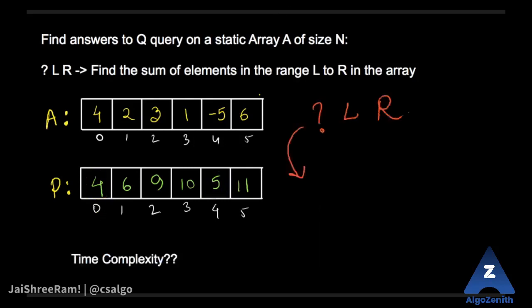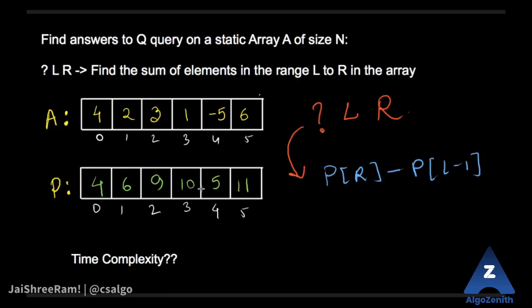Let's just quickly generalize the idea. If you are given any query for L to R, how do you get that from this prefix array? We can find that quite easily using the expression: prefix sum up to R, that is from 0 to R, and subtract the prefix sum of 0 to L minus 1. That will leave the elements L, L plus 1, L plus 2, and so on up to R, and this will give you the correct sum that you require.